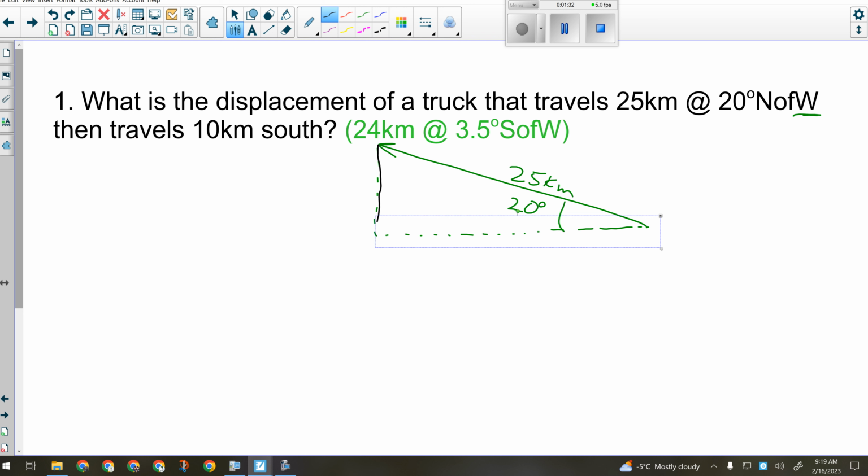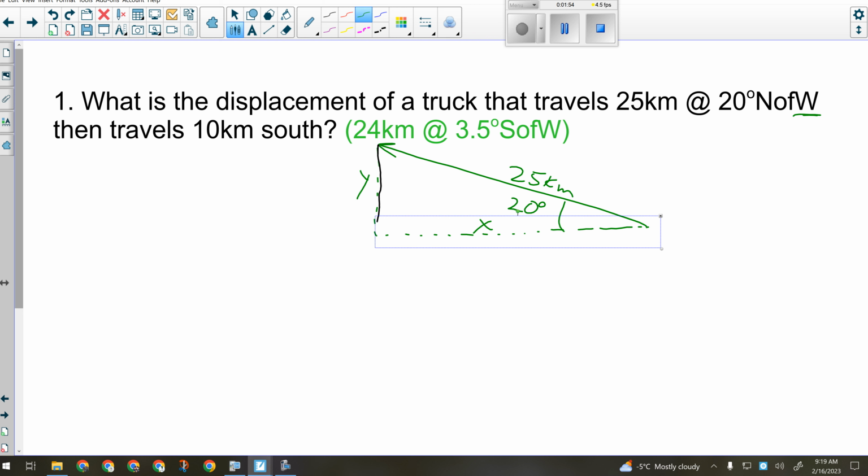I know if this was a 30-degree angle, this side would be 12.5. But it's a 20-degree angle, so it's going to be really close, and we can see from the answer here that it is really, really close. So here's what I do sometimes. If I'm not sure how long or where I should end that line, I actually just start my trig before.